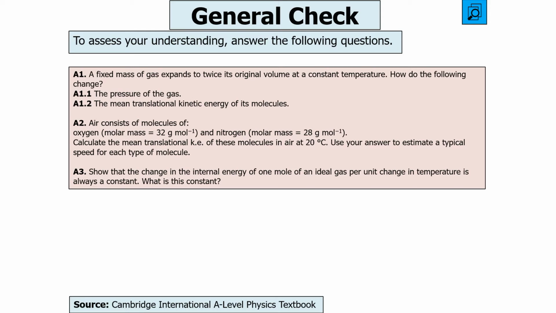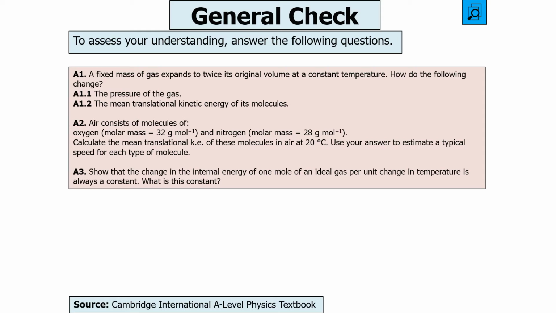How do the following change? The pressure of the gas and the mean kinetic energy of the gas molecules. Air consists of oxygen, molar mass 32 grams per mole, and nitrogen, molar mass 28 grams per mole. Calculate the mean kinetic energy of these molecules in air at 20 degrees, then estimate the typical speed for each type of molecule, and then show that the change in internal energy of 1 mole of an ideal gas per unit change in temperature is always constant, and what is this constant going to be?